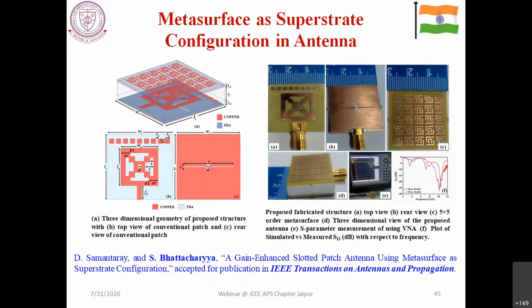A metasurface structure means you should have some kind of array pattern. It may be a 4x4 array, it may be a 5x5 array. It will depend on what particular area you want to fabricate your pattern.